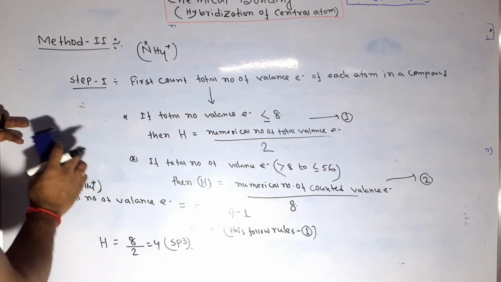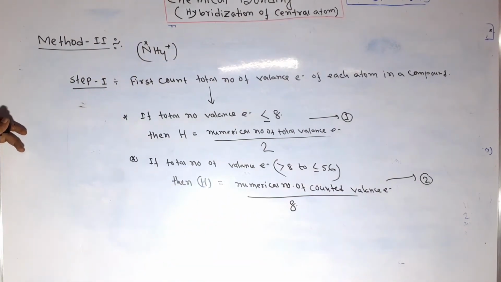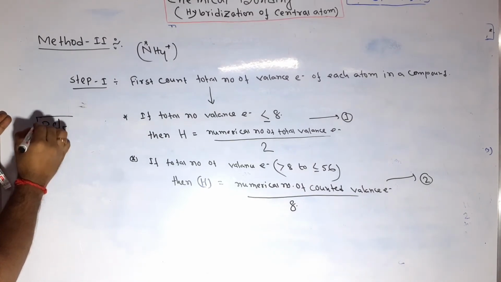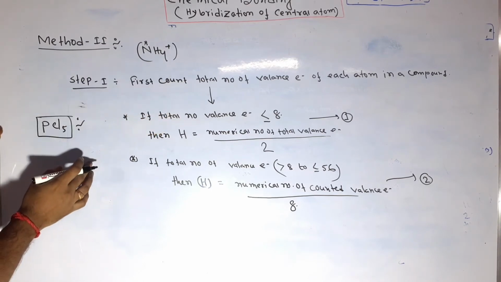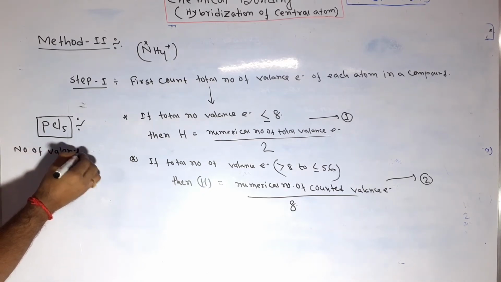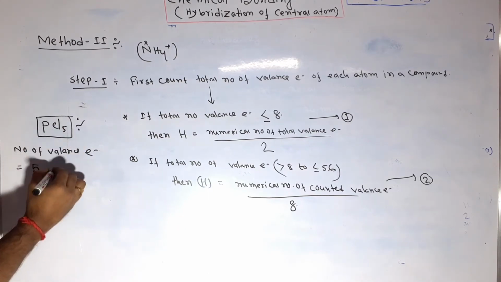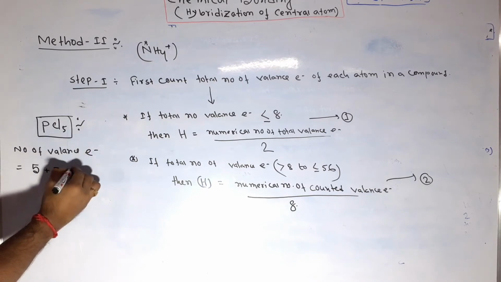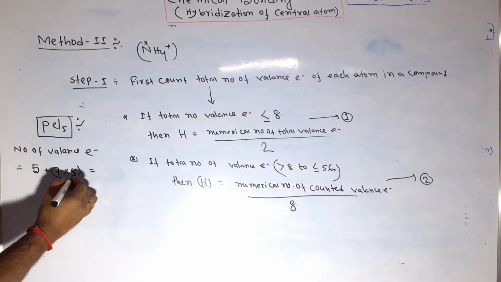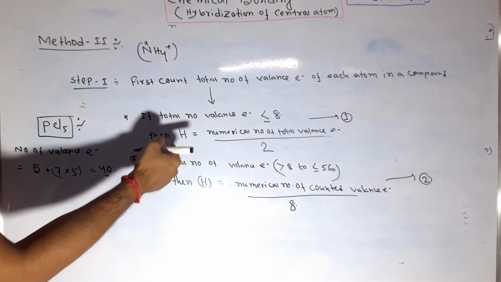Next example. Suppose we consider PCl5. Step 1: first count the number of valence electrons. Phosphorus has 5 valence electrons, and chlorine has 7 valence electrons, multiplied by 5 chlorine atoms, which is 35. In total, the number of electrons is 40. So this range follows the second rule.